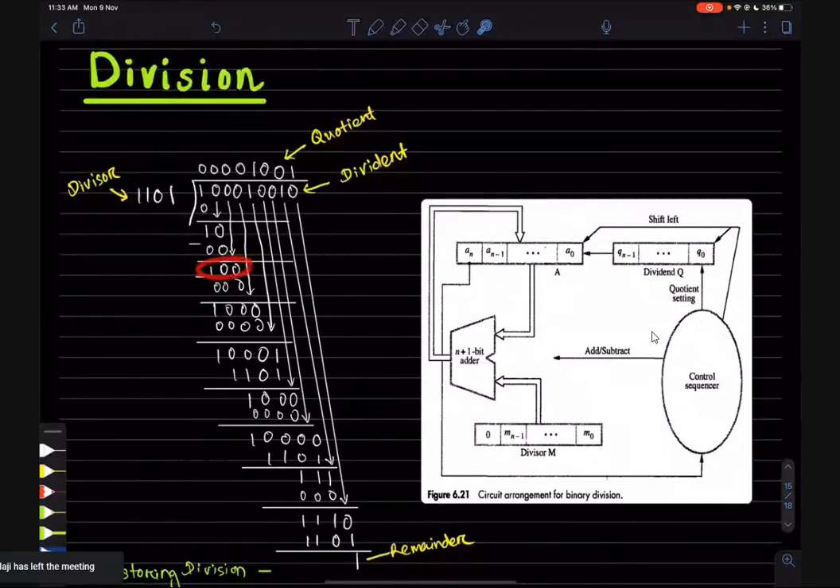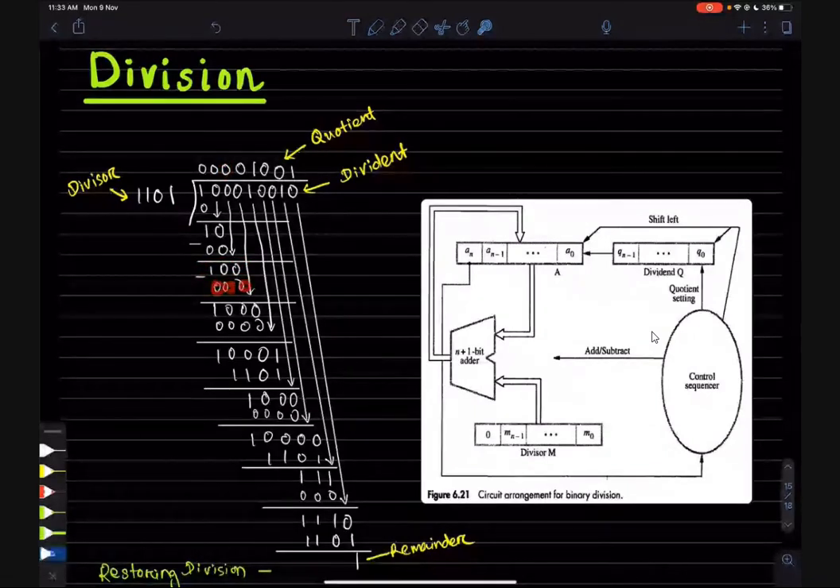1 0 0 is also less than the divisor, so we put another 0 in the quotient and we get 0 0 0, and then we do the minus operation, so we get 1 0 0. Then we copy the next bit from the dividend, so now we get 1 0 0 0, which is again less than the divisor, so we put another 0 here and 0 0 0 0 here.